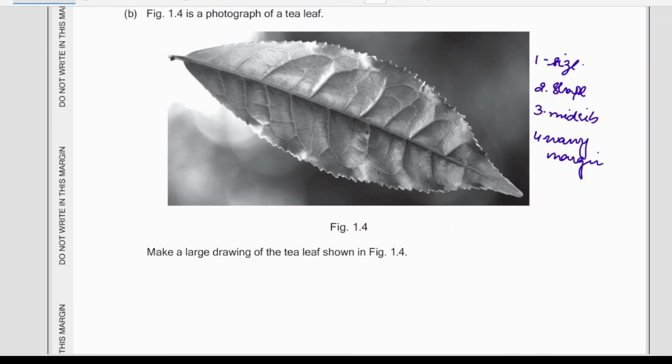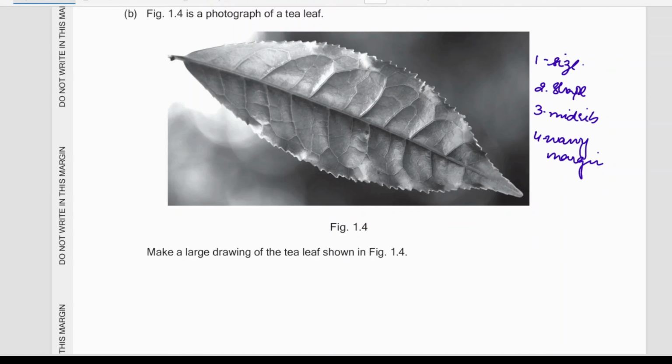Wait, there is one student waiting. Let me add. Who's this? Adina. Okay, added.